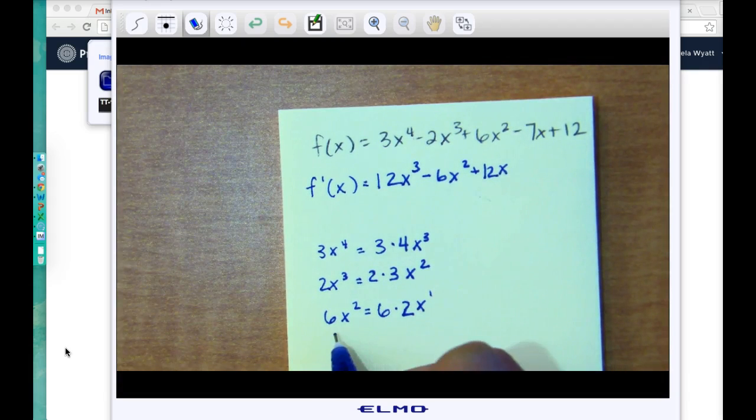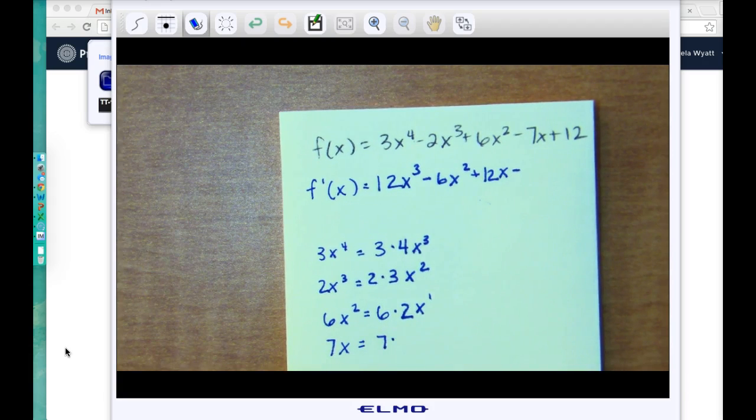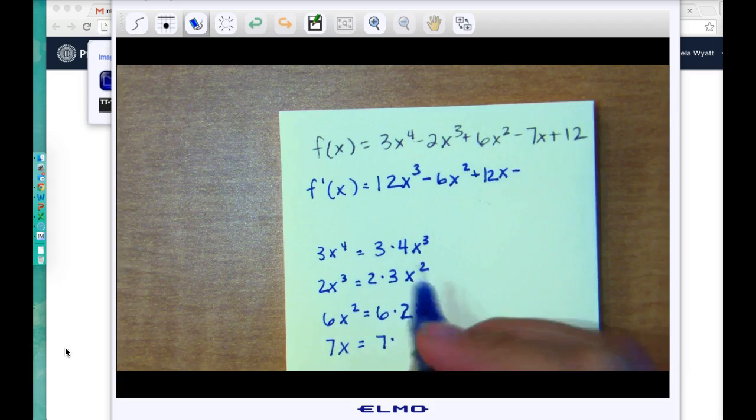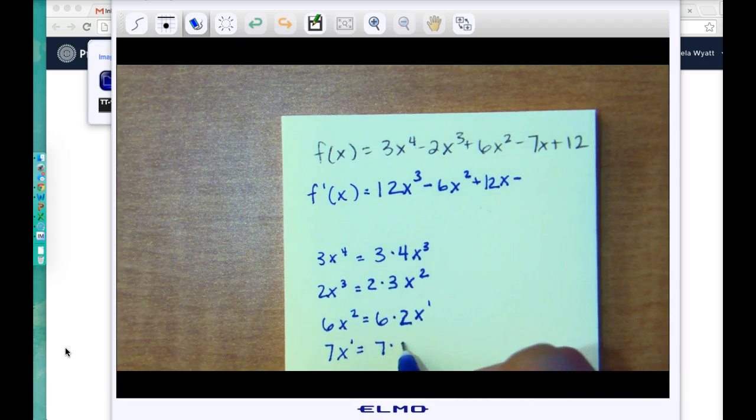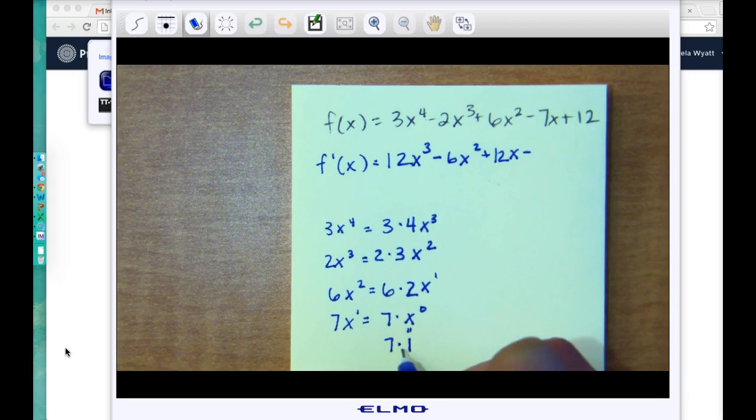Then my next one is 7x, so I've got a minus. The derivative of 7x, well, I keep my multiple out front, 7 times, then I've got an x to the 1 here, so this becomes x to the 0. Remember that anything to the 0 power is just equal to 1. So this is like 7 times 1, which just leaves me with 7.